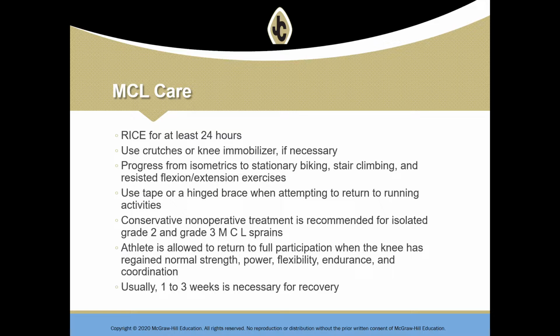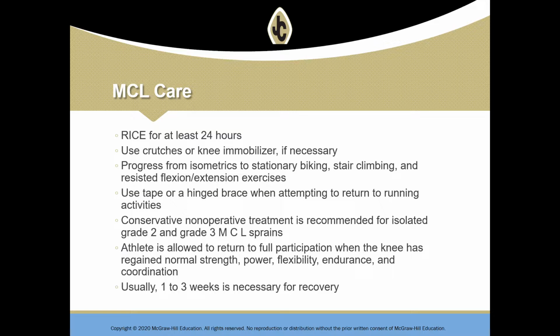Conservative non-operative treatment is recommended for isolated grade 2 and grade 3 MCL sprains. So only when they're isolated, meaning all by themselves. And it's honestly going to be rare that you have these situations because the medial collateral ligament has part of it that's kind of integrated with the medial meniscus. So a lot of times the meniscus along with the ligament will be torn.